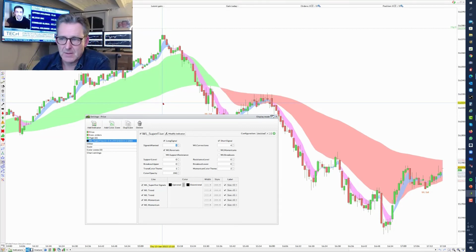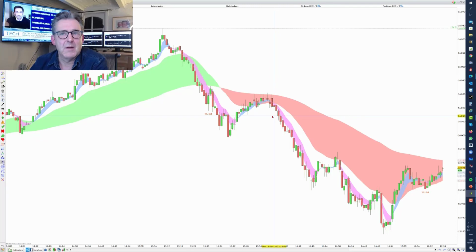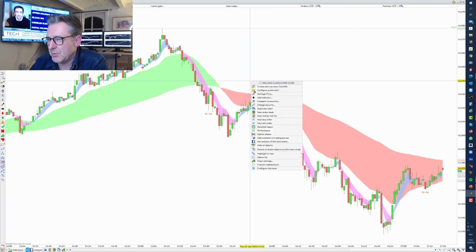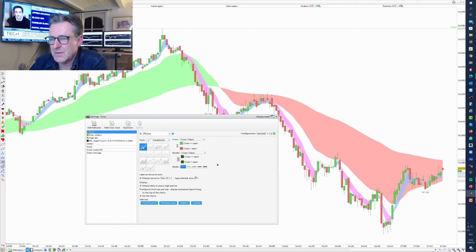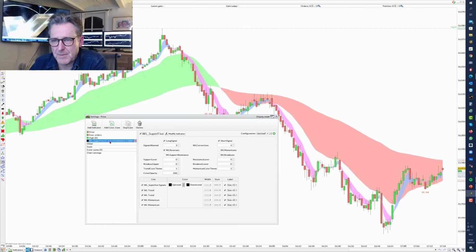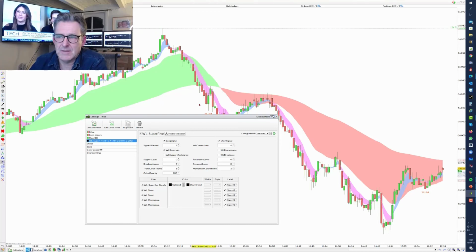Apart from that, all the other stuff is the same. Support level, resistance level, breakout, upper, lower. You can set all this how you want. Very simple to do. Now let's just see what I put in here. Hold on. I put in reversals and corrections number 4. That is what's running at the moment.